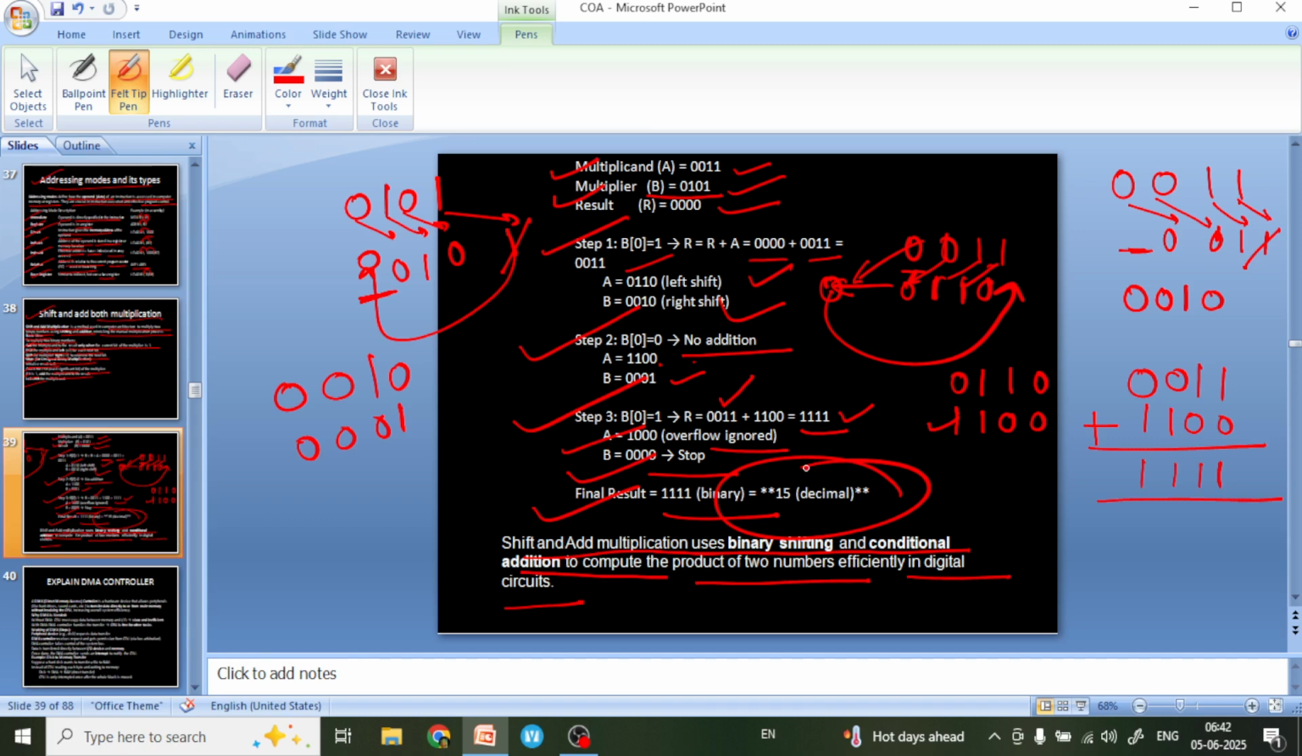Now in A, when we shift and add 1, the extra bit is an overflow. If we cut off this number, you will see 0000, which is now the stop, and finally the result will be found.